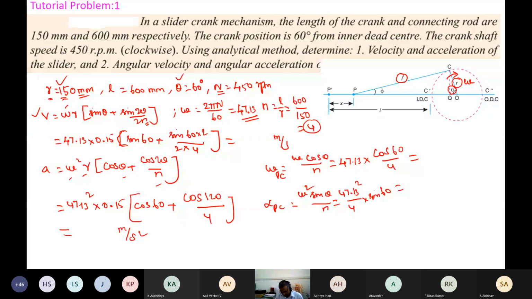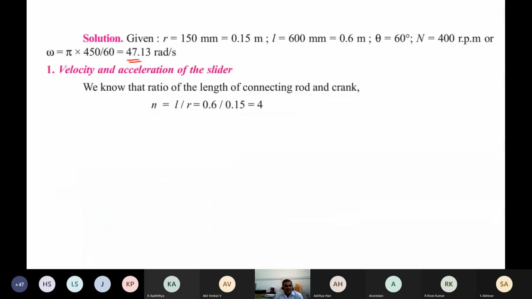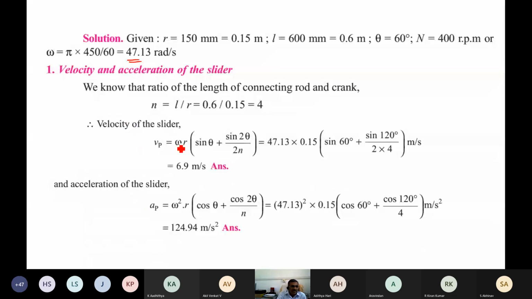Now we can see the results. Velocity of the slider, that is 6.9 meter per second. This is omega, this is r, this is theta, this is 2 theta, 2 into 4. It will give 6.9 meter per second. Similarly, acceleration of the slider, omega square, 47.13 the whole square, r is equal to 0.15, theta is equal to 60. It gives 124.94 meter per second square.